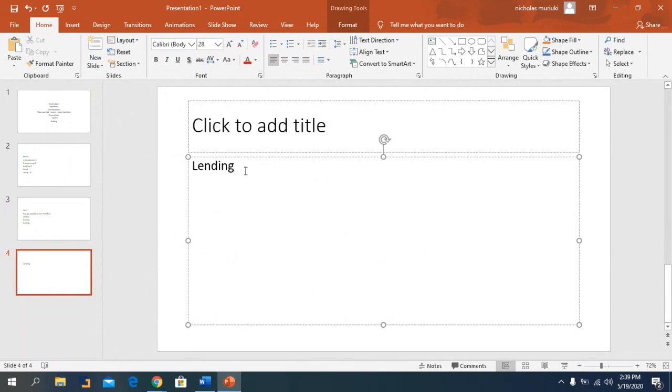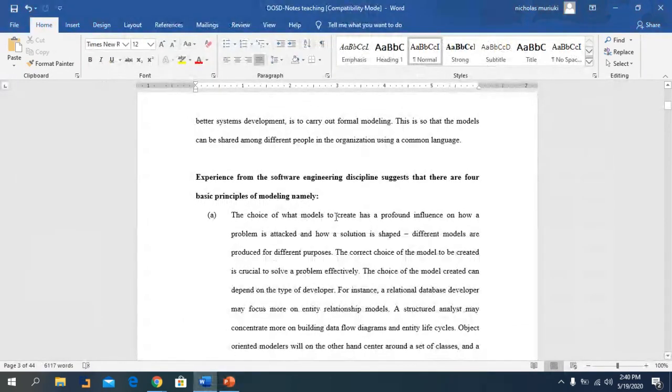Nowadays, we have some issues with COVID-19. How will you solve that as a project? That can be a project where maybe people are not well up with the information, so you can come up with that project and assist the users. So if you come up with that model, you need to look at the choice. Don't wake up and say, I want to come up with a library management system. We have many types of library management systems. But what will you solve? That's why we are saying the choice of what model to create has an influence on how the problem is attacked and how the solution is shaped.